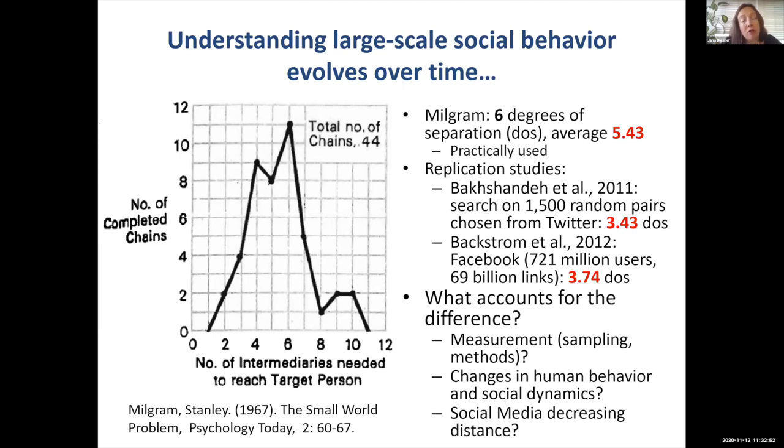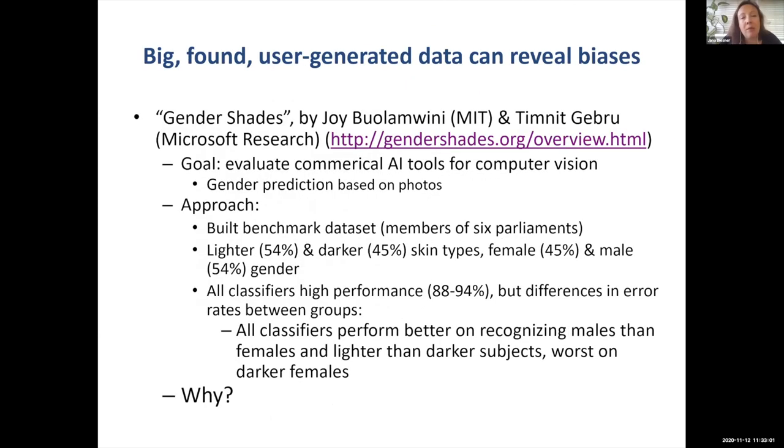And there's a lot more research to be done to figure out why we see these different results. Is this biases in methods or is it human behavior? So that's one aspect. Another aspect I want to show you is biases that can sometimes be revealed in large data we collect basically from the internet and use, for example, to build prediction models.